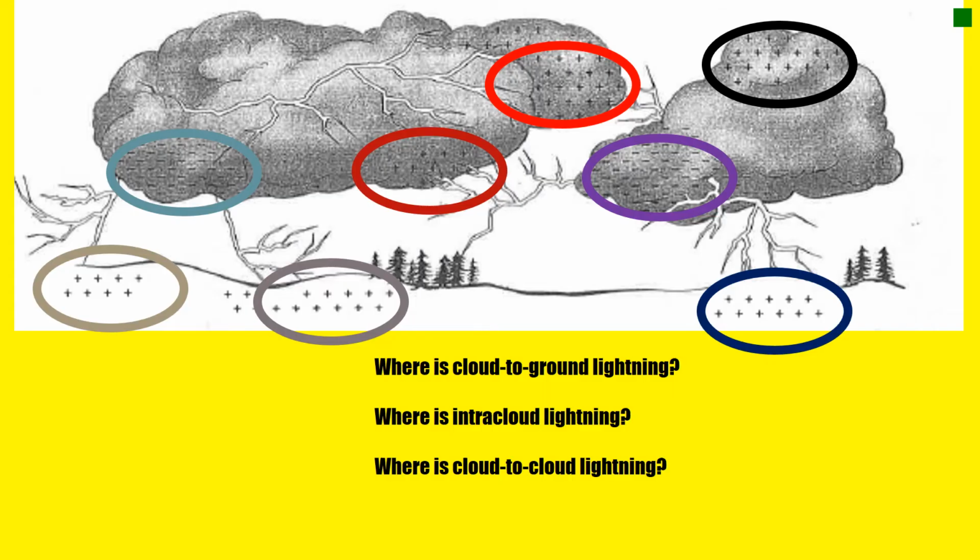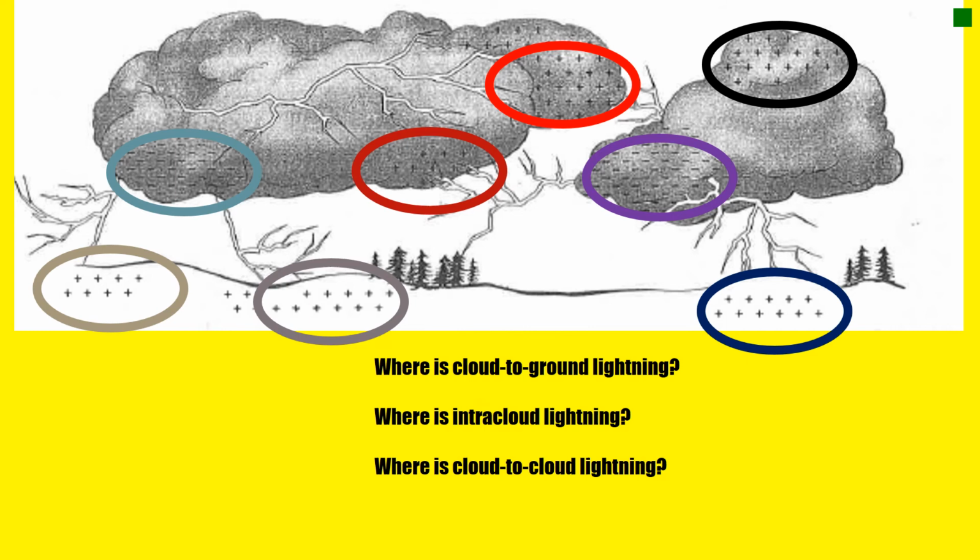All right, so there are a few different types of lightning that you are going to have to identify, and they're very, very easy. One is cloud to ground lightning. So what I want you to do is find where a cloud to ground lightning would be. There is intra-cloud lightning. Intra means within, so it's within the same cloud. And then there's cloud to cloud lightning, which is where you have lightning between one cloud and another cloud.